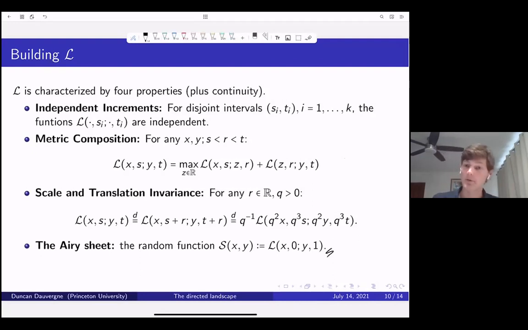Unlike with Brownian motion, it's no longer just a distribution, it's now a 2-parameter function. And historically, this is really the crux of trying to construct this object. Putting together the object once you have this Airy sheet is not the difficult part, but trying to understand how you get the Airy sheet is quite hard.